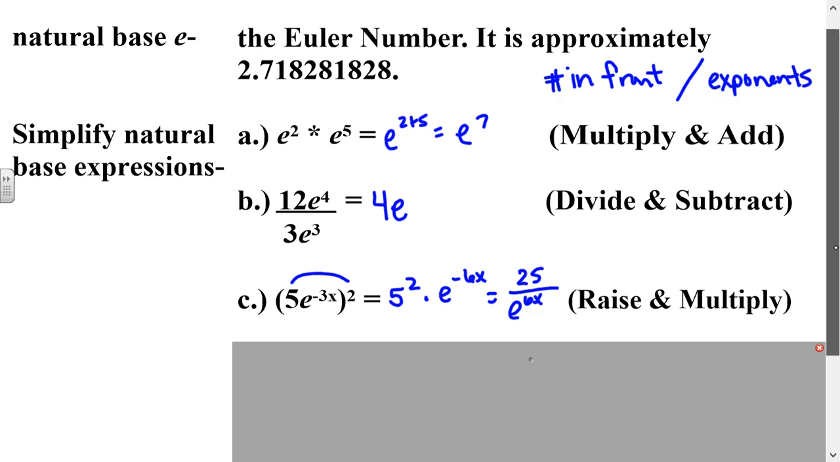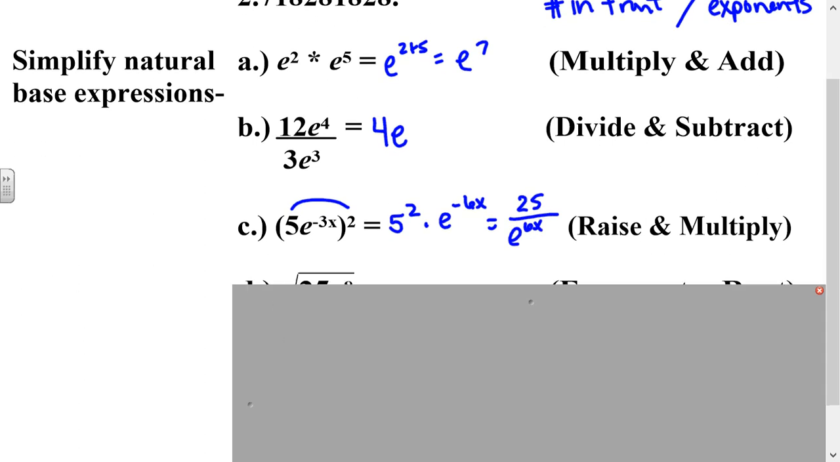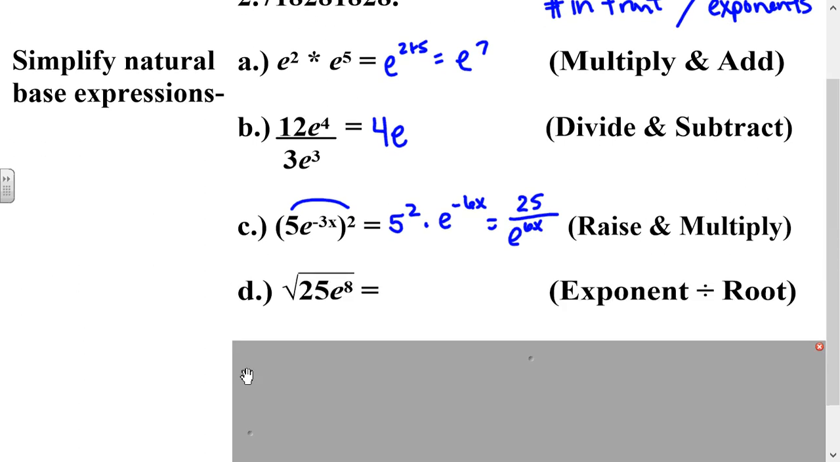Now we've also done some stuff with radicals lately. So if we're taking the square root of 25e to the 8th power, remember when you have variables and exponents underneath your radical sign, you take the exponent divided by the root. Since this is a square root, it's really like there's a 2 here. And so the square root of 25 is just 5. And then I take the exponent divided by the root. So 8 divided by 2 would be e to the 4th power. So that would be the answer.